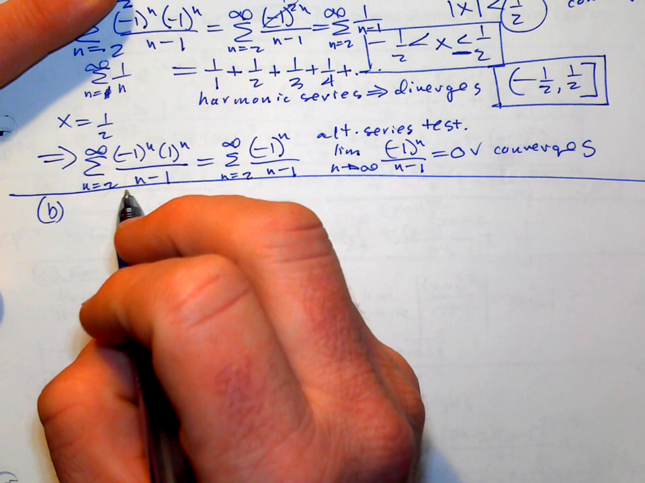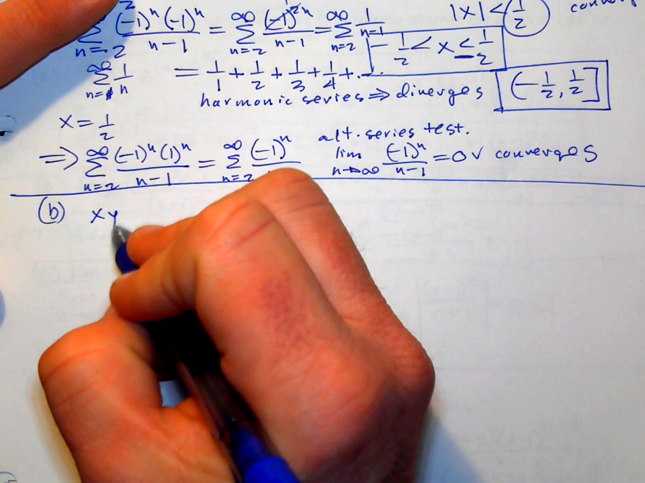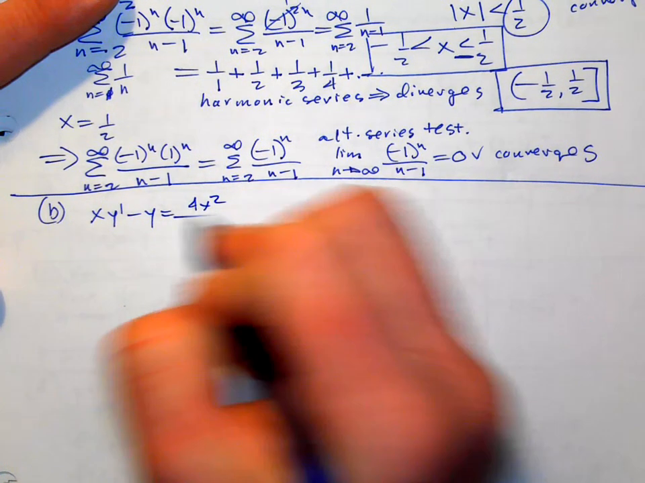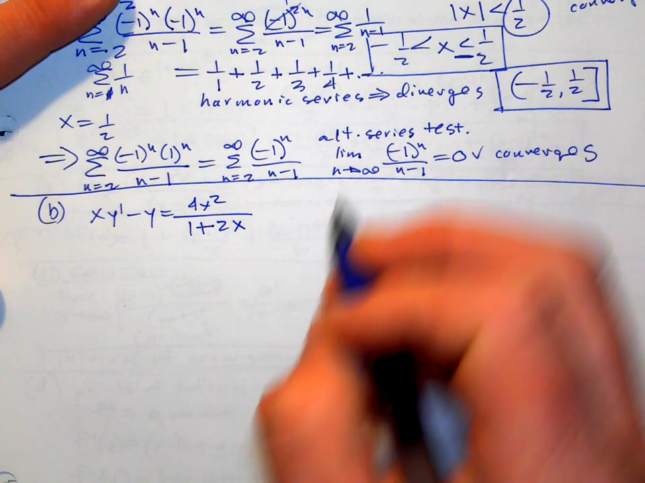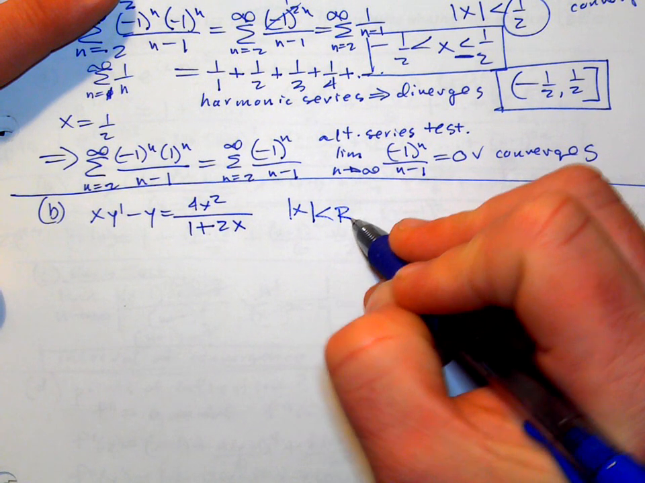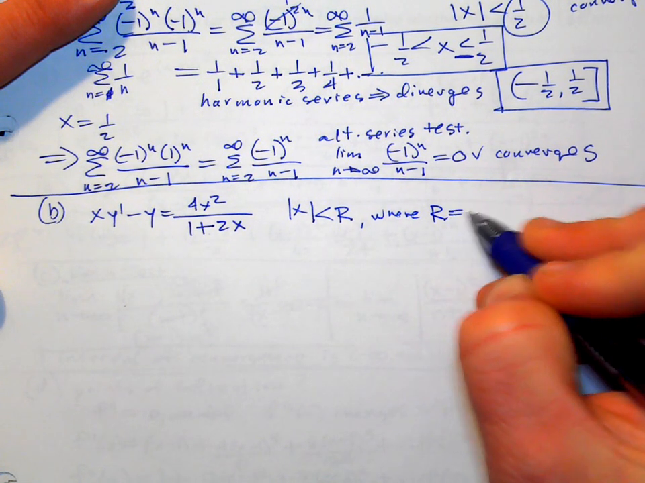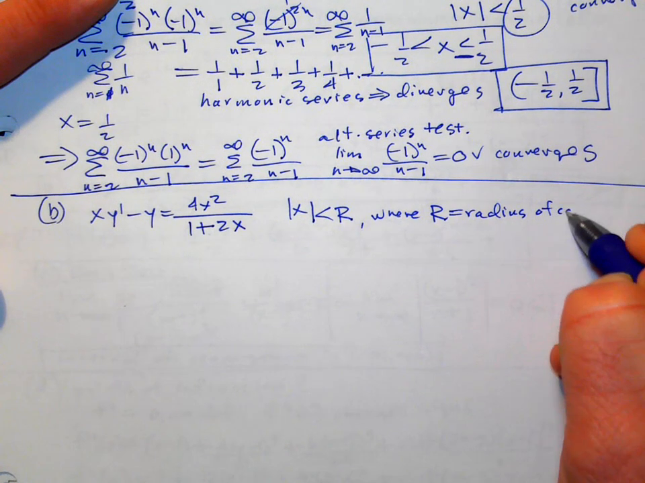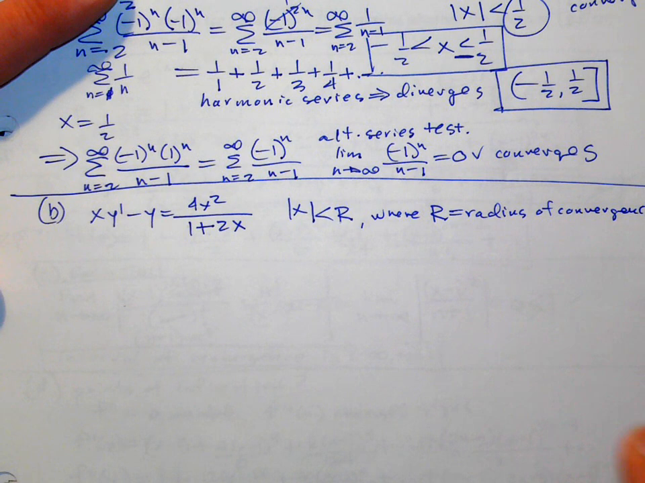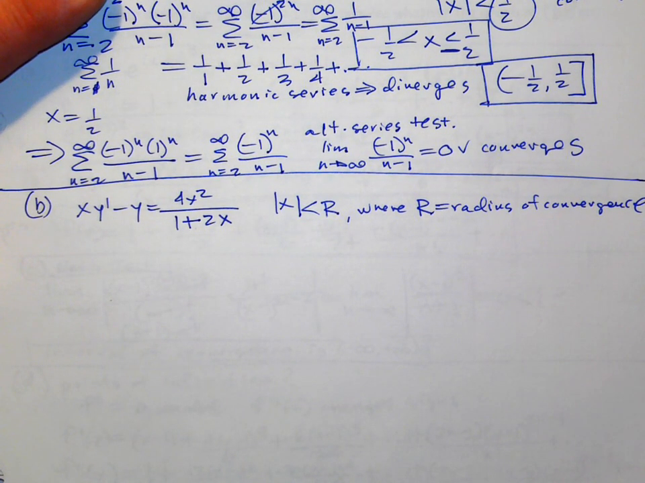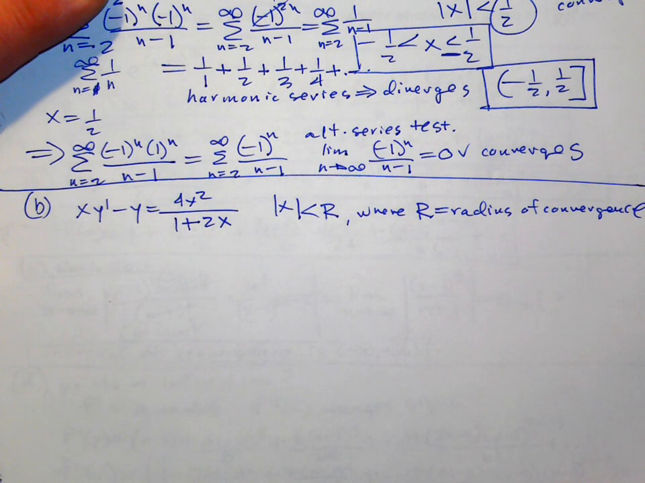Part B: show that y equals f(x) is a solution to the differential equation xy prime minus y equals 4x squared over 1 plus 2x, for absolute value of x less than r, where r equals the radius of convergence. Okay. I'm just writing that information down. Now, we know how to solve differential equations. It's how you undo the derivative, you separate the variables. I'm not sure if we would be able to separate the variables here. We're not trying to find the solution. We're trying to show that the function we already have is the solution.